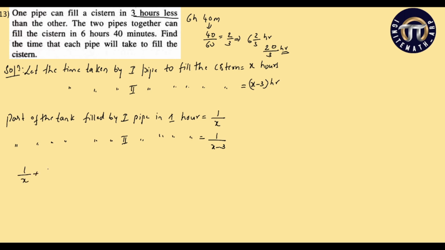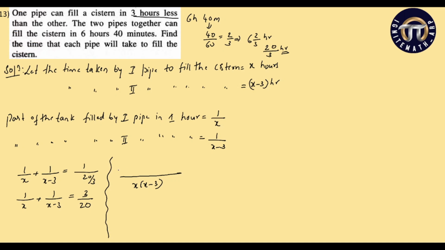So now the part of the cistern filled by the first pipe in 1 hour, that is 1 by x plus 1 by x minus 3 is equal to 1 by 20 by 3. Clear, children? So I can write this one as 1 by x plus 1 by x minus 3 is equal to 3 by 20. Now I will take LCM and simplify it.